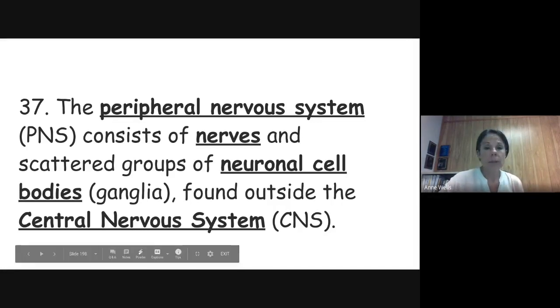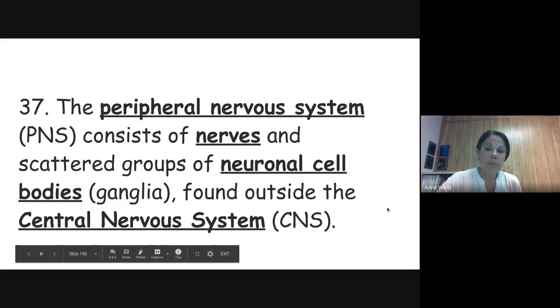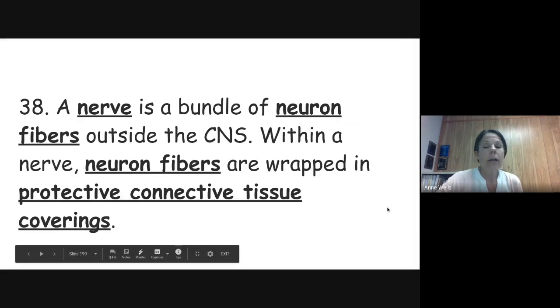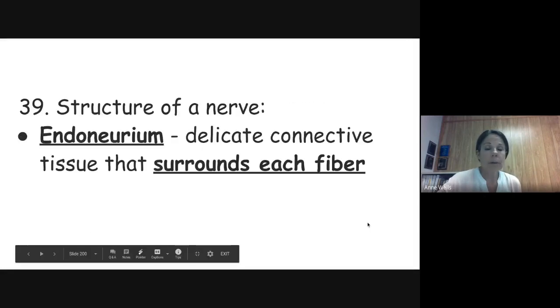Number 37, the peripheral nervous system, or PNS, consists of nerves and scattered groups of neuronal cell bodies, ganglia, we already had that word ganglia before, found outside the central nervous system. 38, a nerve is a bundle of neuron fibers outside the central nervous system. Within a nerve, neuron fibers are wrapped in protective connective tissue coverings.